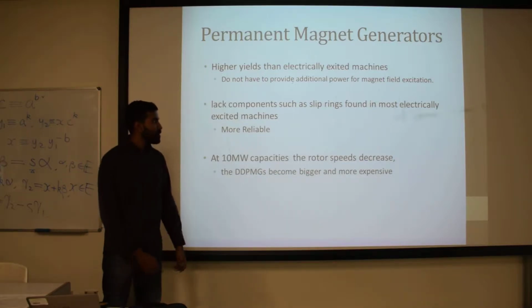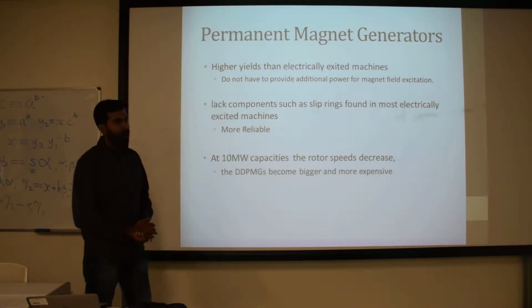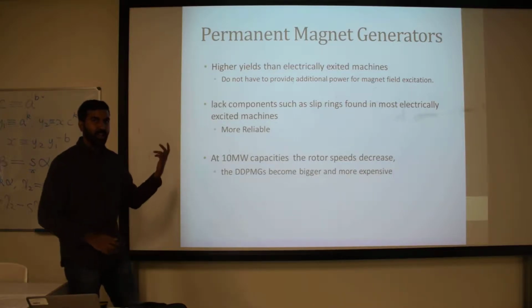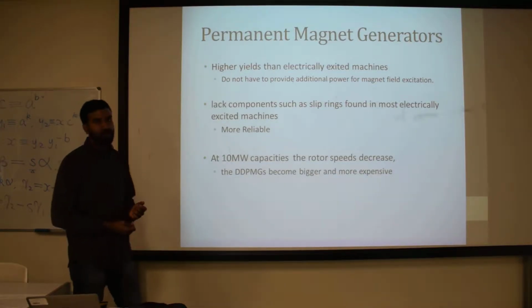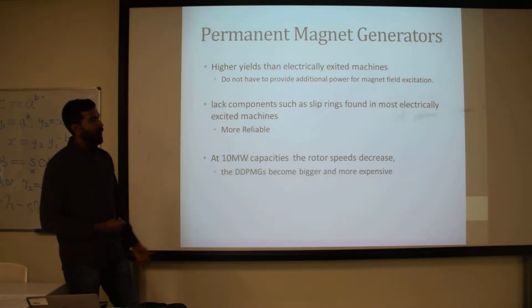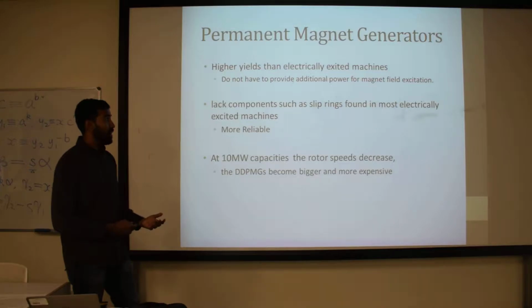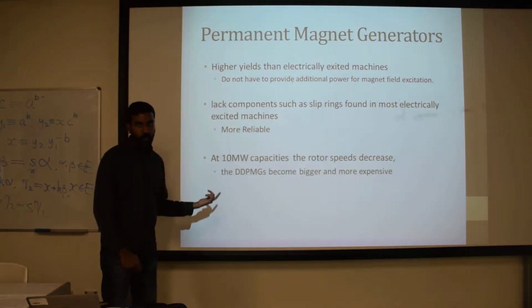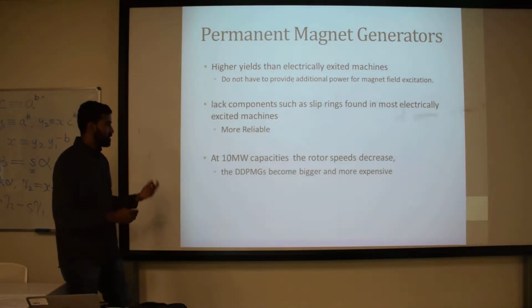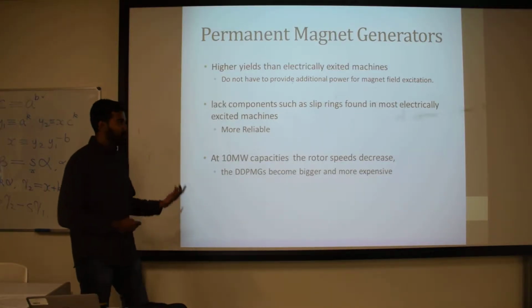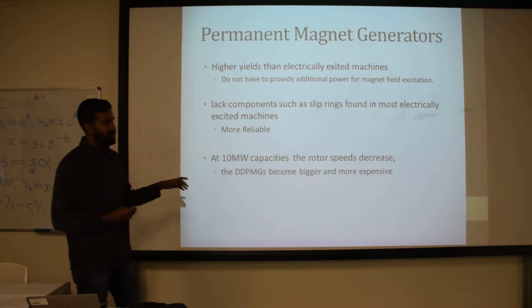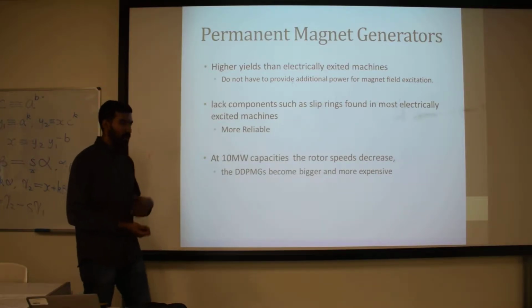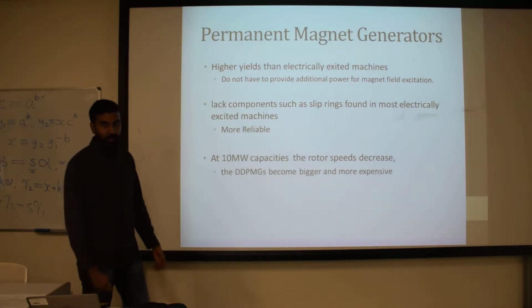And this is because the permanent magnet generators are not electrically excited machines. They have permanent magnets in their rotor, so the electrical excitation of the rotor can be eliminated, which means that they have higher energy yields. And also components such as slip rings, found in most electrically excited machines, are not found in PMGs, which makes them more reliable. But at capacities such as 10 megawatt, the rotor speed is so low that the size of the PMGs needed becomes so big that it's impractical.